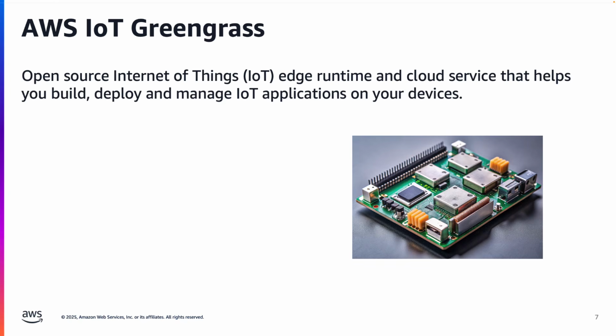AWS IoT Greengrass enables your devices to collect and analyze data closer to where that data is generated. It can react autonomously to local events and communicate securely with other devices on the local network. Now, AWS IoT Greengrass can be deployed on the IoT device itself, or it can be deployed onto a gateway device. Now, in the latter scenario, each IoT device would send their data to the gateway device, and Greengrass can then aggregate the data before sending the data to AWS.